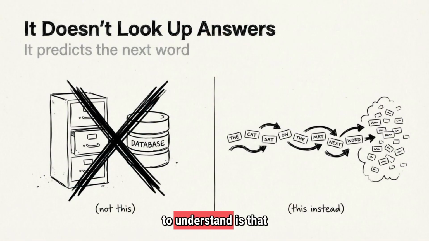Now, the first thing to understand is that AI doesn't work like a search engine. It's not looking something up in a database. What it actually does is predict the next word. That's it. One word at a time, based on probability. Think of it like autocomplete on your phone, but dramatically more powerful. And this is the key insight, because it's predicting, the quality of the output depends entirely on how well you guide that prediction. Your prompt is the steering wheel.